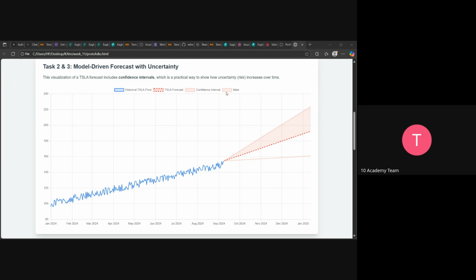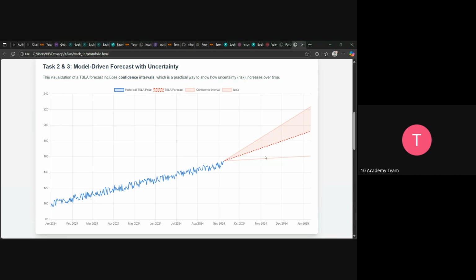The false legend or these shades show both the confidence interval and the false range; they have the same concept. Here the shades show us the range again, right? There's the Tesla forecast bounded with the red line, and the shade here shows you the confidence interval.